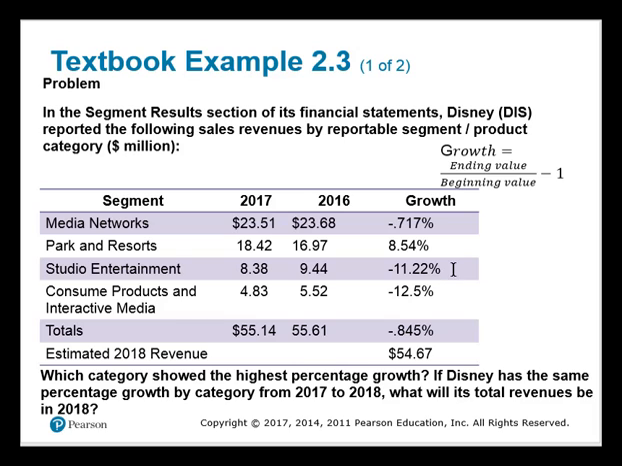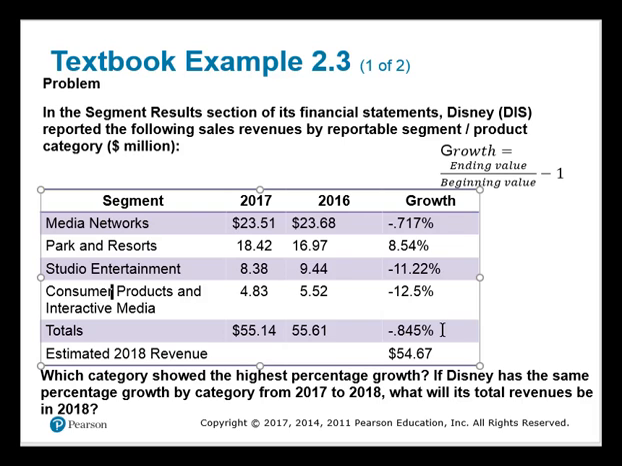Studio entertainment was down by 11.2%. Consumer products and interactive media was down by 12.5%. In total, the sales revenue this year, 2017, was 55.14, and in 2016 it was 55.61. So that accounts for a total reduction of negative 0.845% in sales revenue for Disney.